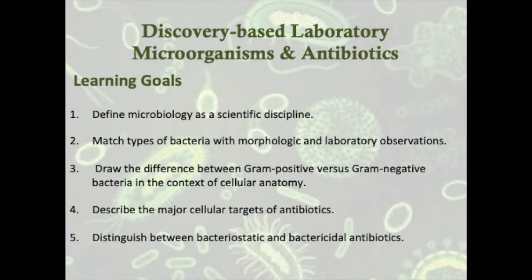The learning goals for this unit, Microorganisms and Antibiotics, are as follows. 1. Define microbiology as a scientific discipline. 2. Match types of bacteria with morphologic and laboratory observations. 3. Draw the difference between gram-positive and gram-negative bacteria in the context of cellular anatomy. 4. Describe the major cellular targets of antibiotics. 5. Distinguish between bacteriostatic and bactericidal antibiotics.